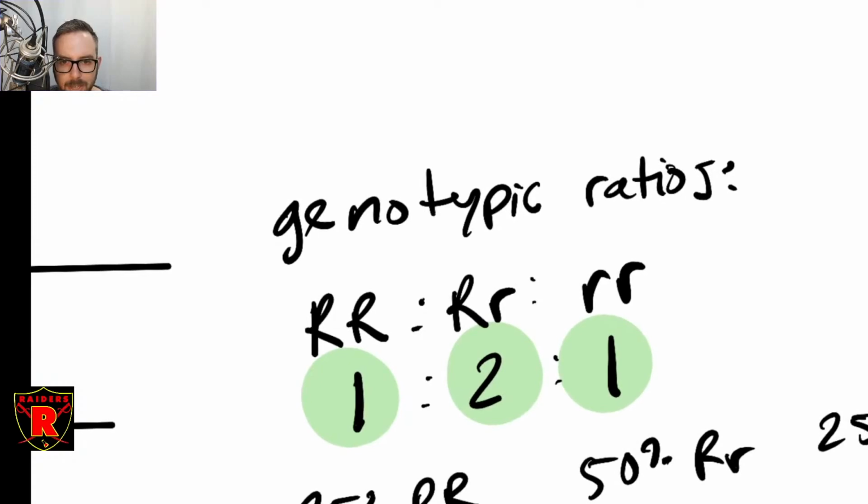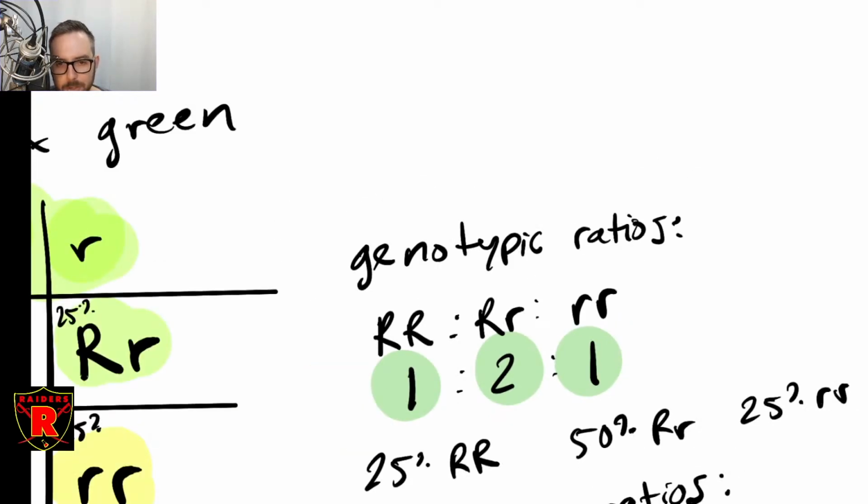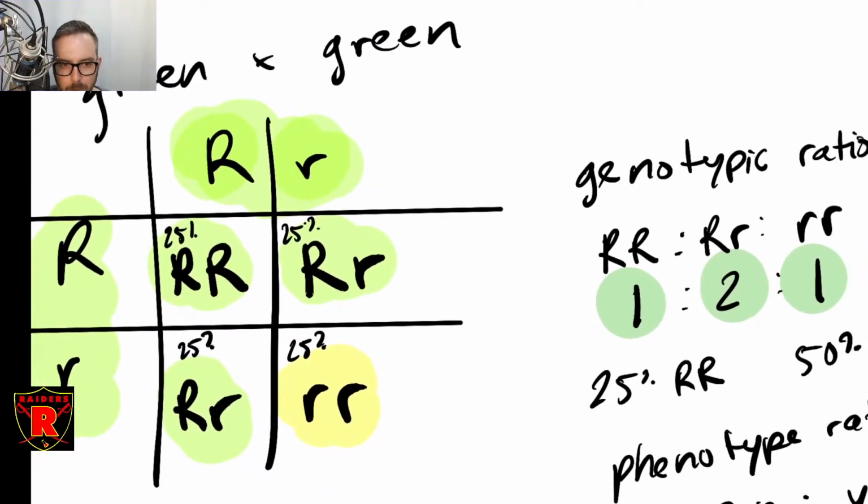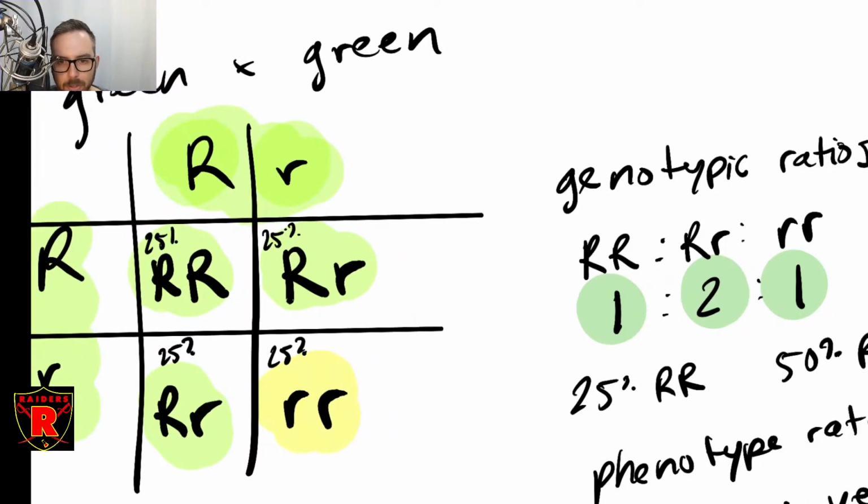So another way to write that is the genotypic ratio of 1 to 2 to 1 of big R to big R, little r to little r. I'm just transferring this directly over from the table over here. So there's 1 big R, there's 2 big R, little r's, and 1 little r.